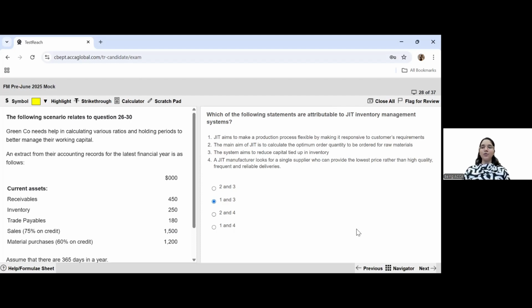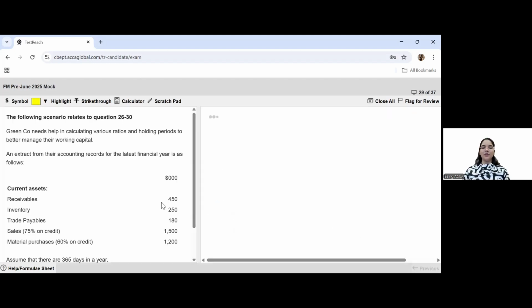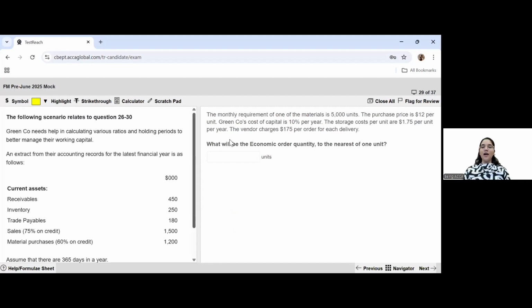Let's move ahead to the second last question pertaining to this case study. We are required to calculate the EOQ, economic order quantity.